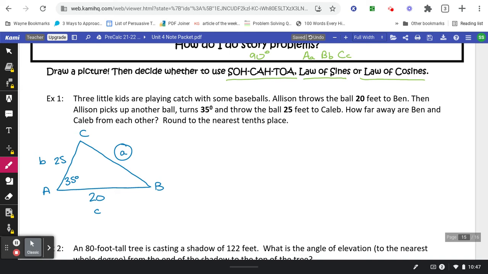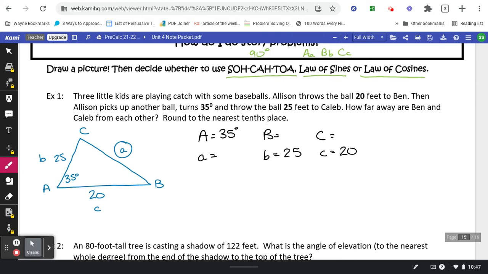So I know I'm not going to be able to use SOHCAHTOA because I do not have a 90-degree angle. The other two, the law of sines and cosines, require that I set up my chart. So that's what I'm going to do right here. Then I'm going to put everything in the correct place. I have 35 degrees for angle A, 25 for side B, and 20 for side C. Because I don't have both A's, both B's, or both C's, I'm not able to do the law of sines. So I'll have to go to the law of cosines.